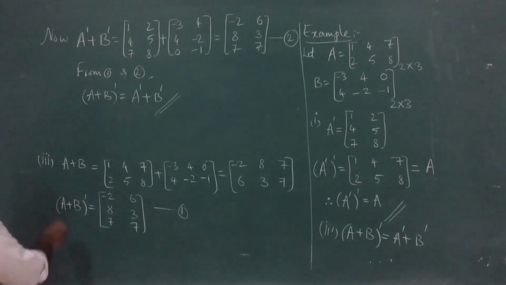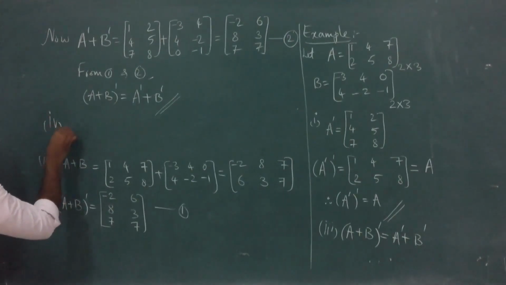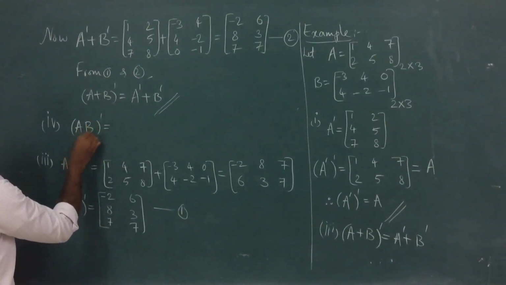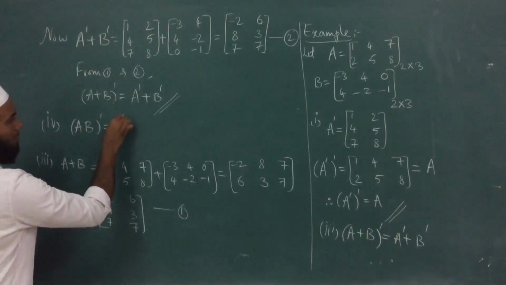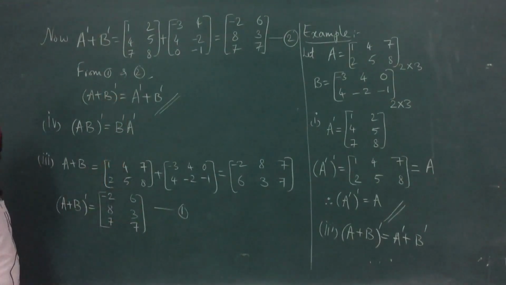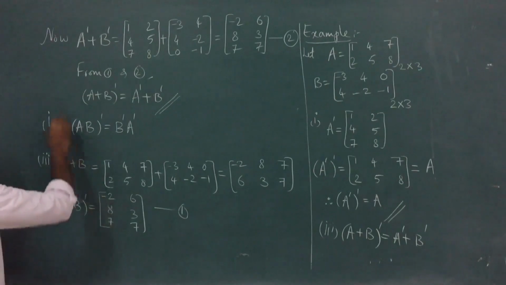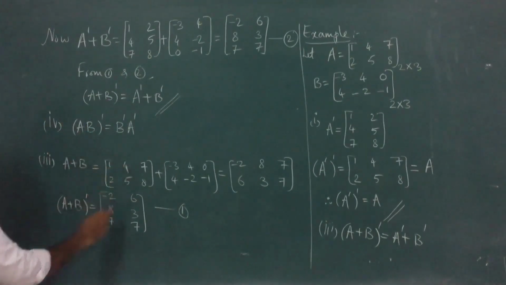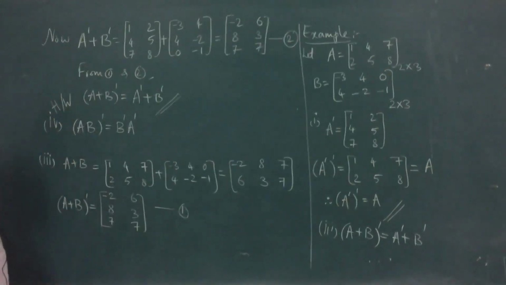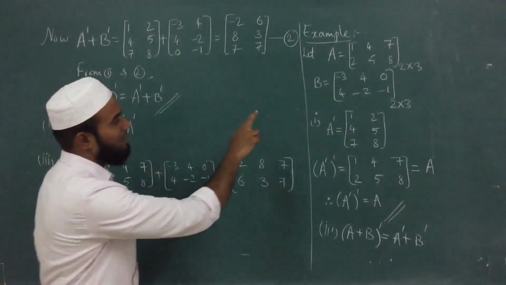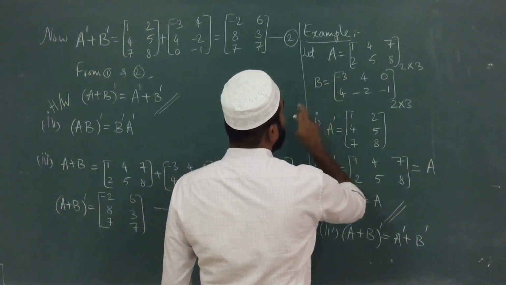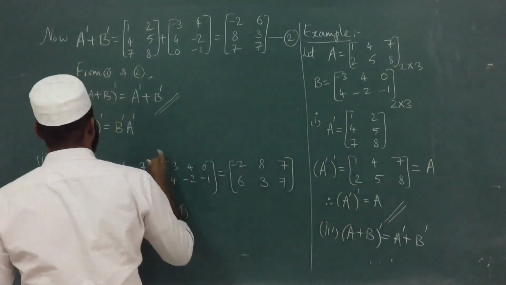So what is the next property? Fourth property is AB whole transpose. Multiplication of AB whole transpose is nothing but B transpose into A transpose, right? I am giving the verification of this as homework for you. You can try this. What we have to do? First multiply the two matrices A and B. Find the multiplication of these two. Then try to verify this.